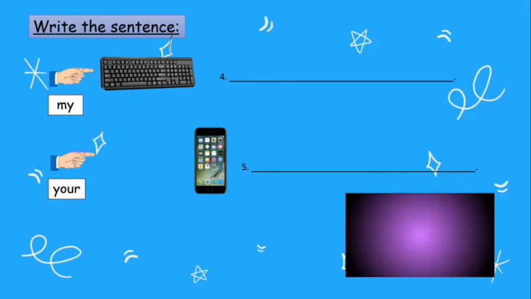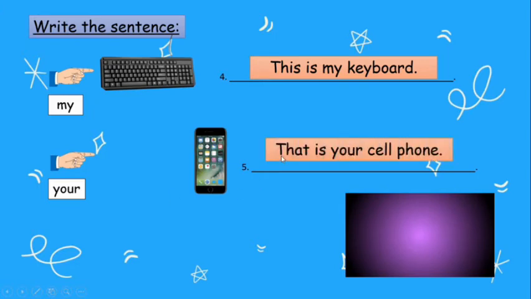Okay, here, see the picture. So what will the sentence be? It will be like the previous one. So this is my keyboard. And then how about the second one here, number 5? It will be, that is your cell phone. Okay, is that correct? So far, is that clear for you?